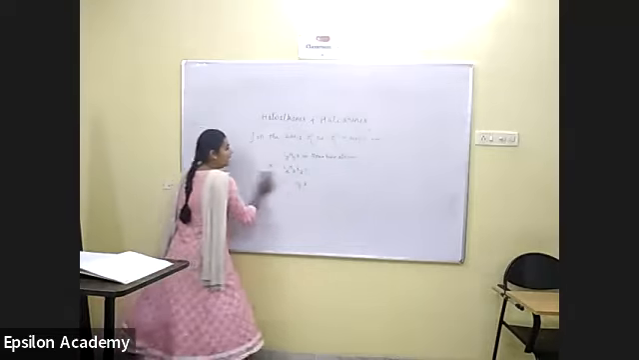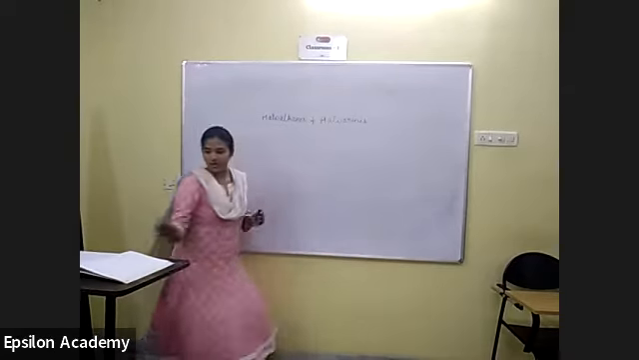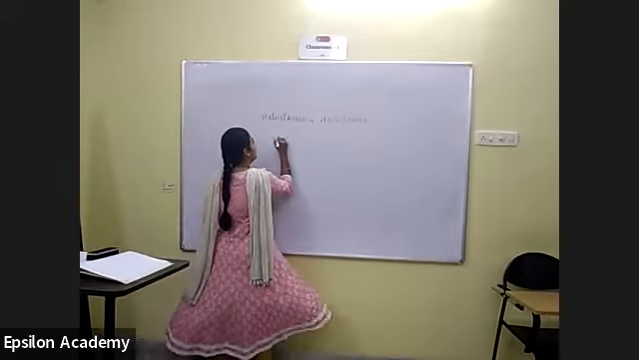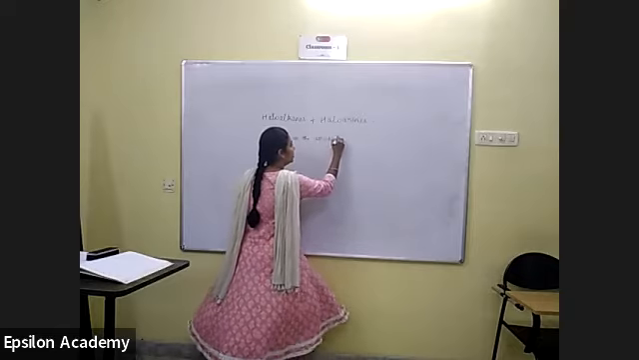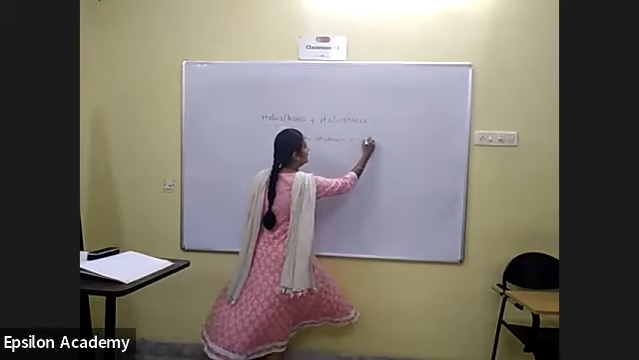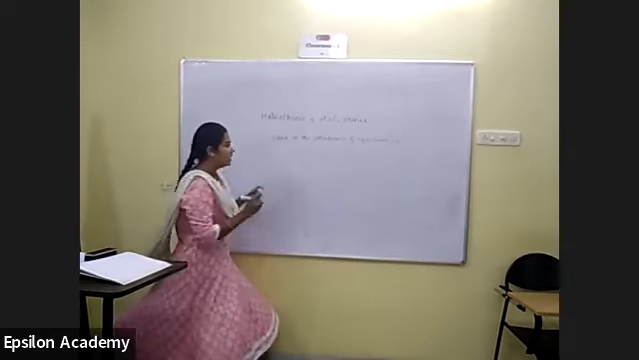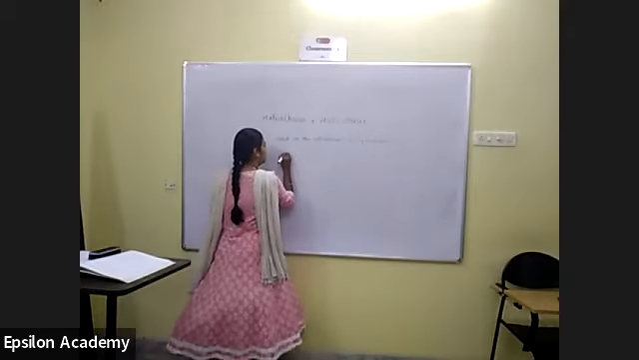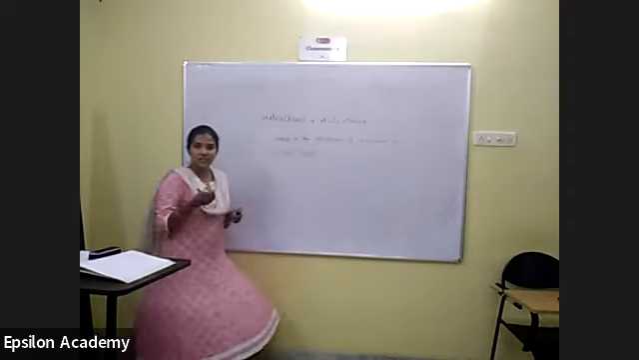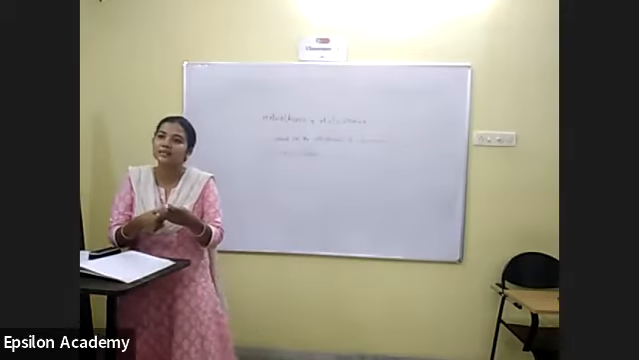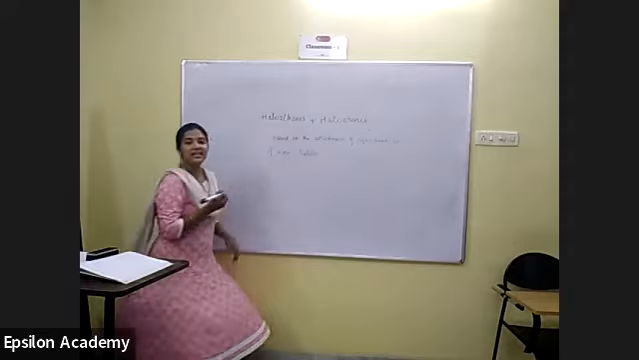Based on the attachment of halogen atom with hybridized sp3 carbon. Okay, so here it is divided into three halides: the first is alkyl halides, the second will be allyl halides, and the third is benzyl halides. So what is this alkyl halide?